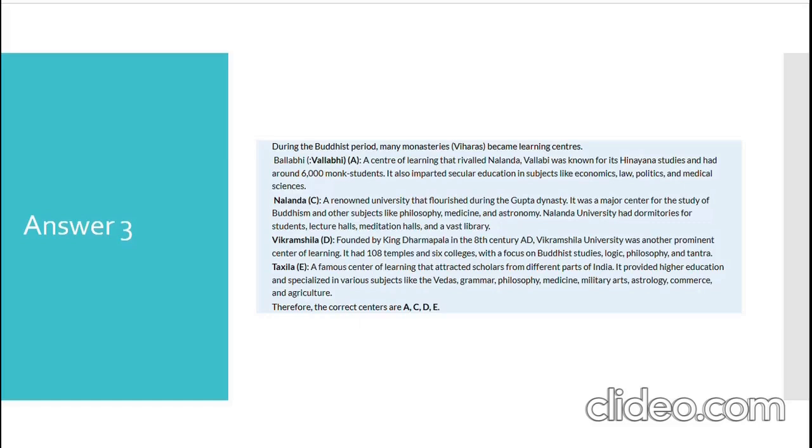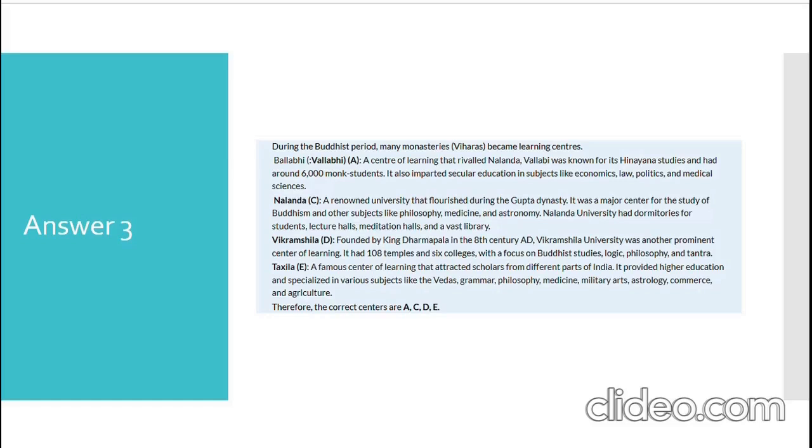Nalanda University had dormitories for students, lecture halls, meditation halls and a vast library. Vikramshila, founded by King Dharmapala in the 8th century AD, was another prominent center of learning. It had about 108 temples and 6 colleges with a focus on Buddhist studies, logic, philosophy and tantra.